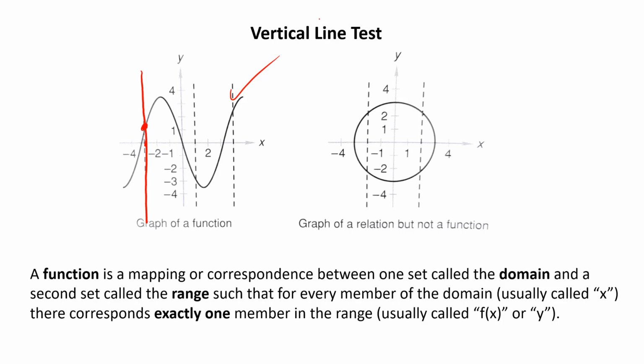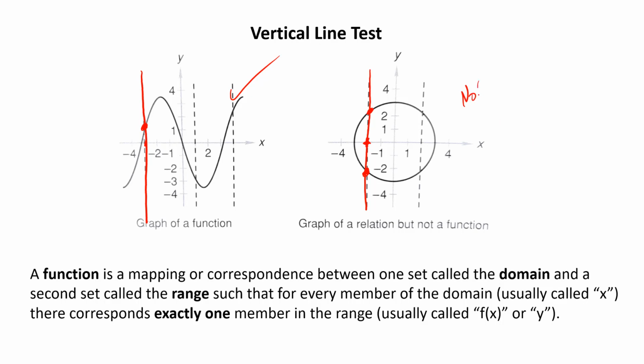So if you can run a vertical line through the graph and hit it in only one spot, that is a function. However, if you have something like this circle here and you run a vertical line through it, you are going to hit it twice. There are places where you're going to hit it twice. And so that means it's not a function because for this x, in this case -2, there are two different y values. So that means it's not a function.